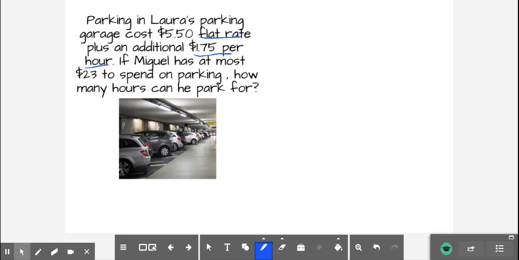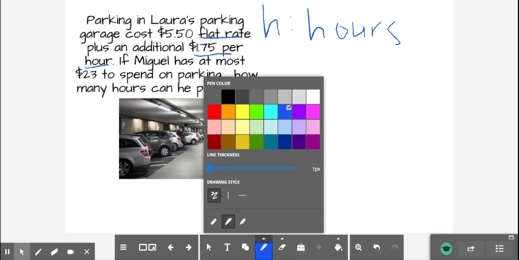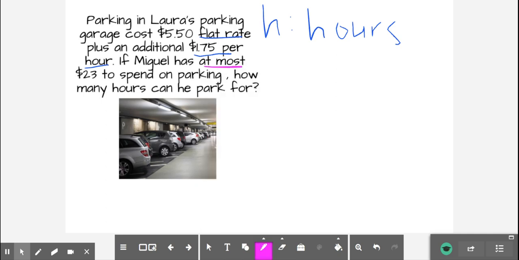So our unknown, our variable, is h, because we're looking for how many hours he can park. We're going to use the keywords from the word problem. At most 23 means it can be less than or equal to 23.